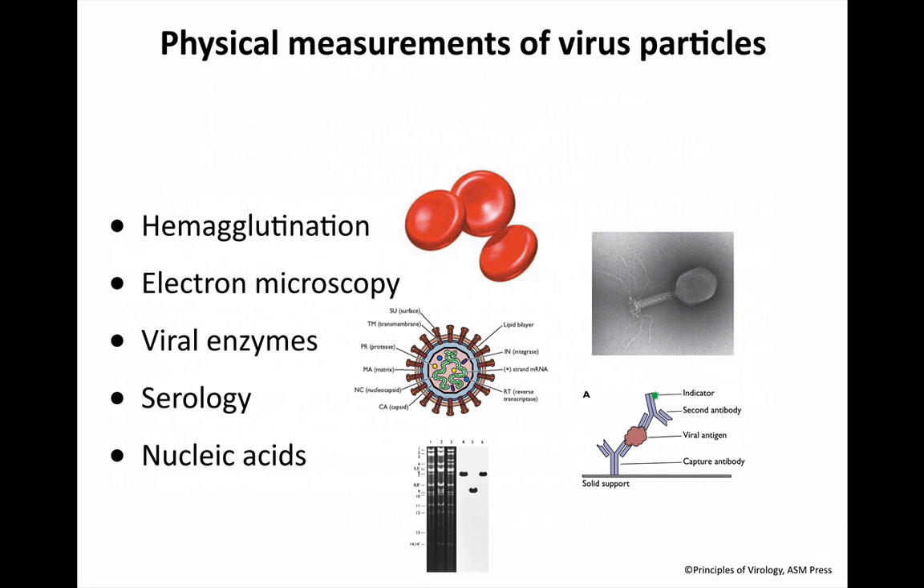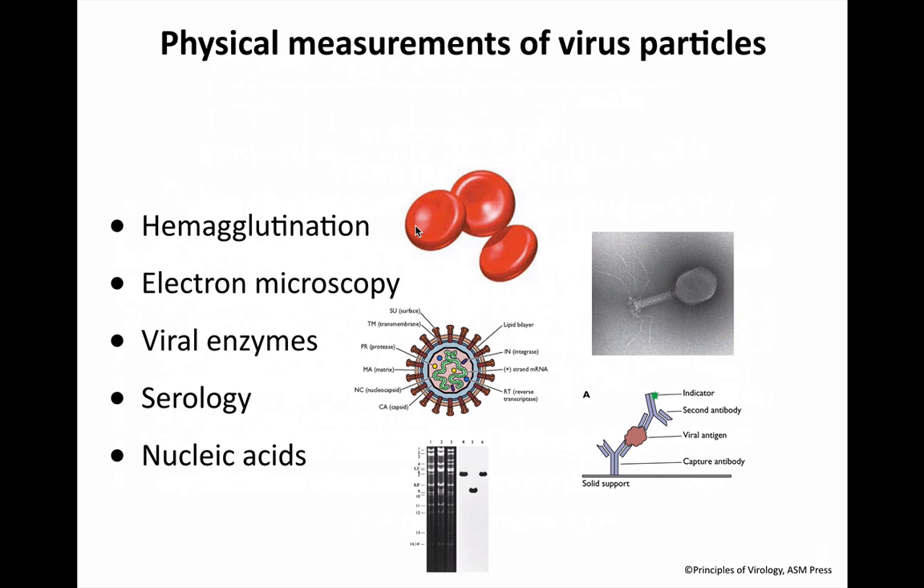So we've talked so far about how to measure infectivity and how to manipulate it with multiplicity of infection in a single-step growth curve. What are ways to physically measure virus particles? Well, there are quite a few. We'll just talk about a few of them here today.